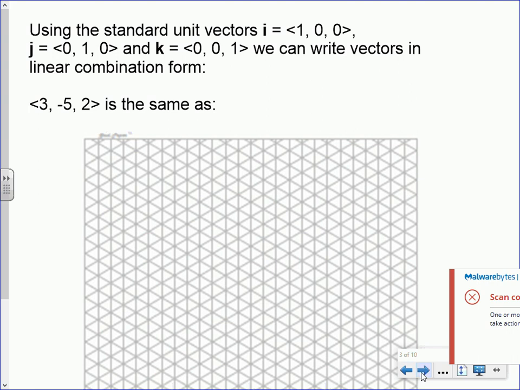Okay. And we got to put it under here. Okay, so two different ways to write a vector. 3, negative 5, 2 would be the same as 3I minus 5J plus 2K.